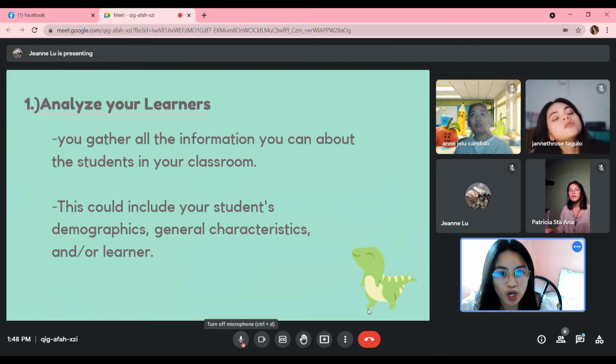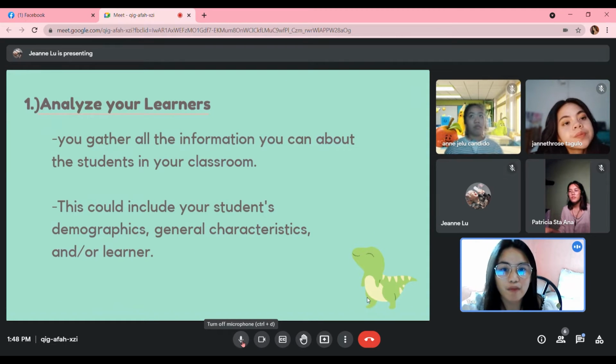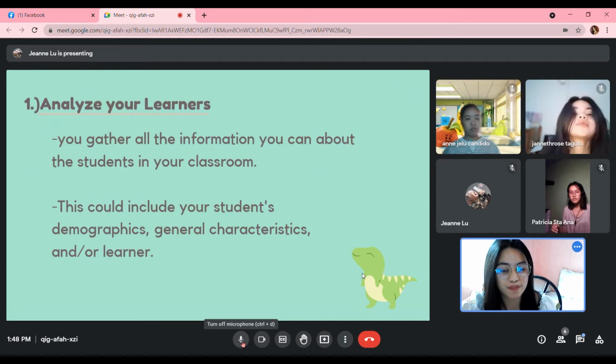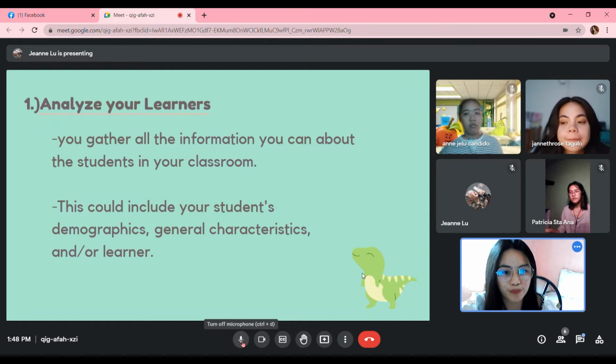Analyze your learners. You gather all the information you can about your students in your classroom. This could include your students' demographics, general characteristics, and your learners in specific. So, as a teacher, you cannot teach Grade 1 students algebra, calculus, physics, right? Because we know that they are not intellectually capable of absorbing that information yet, because their brain is not yet developed that way.